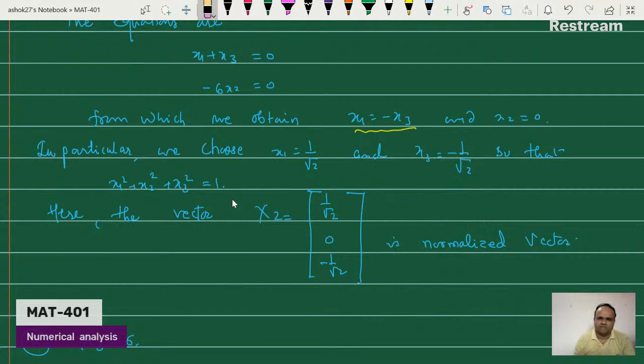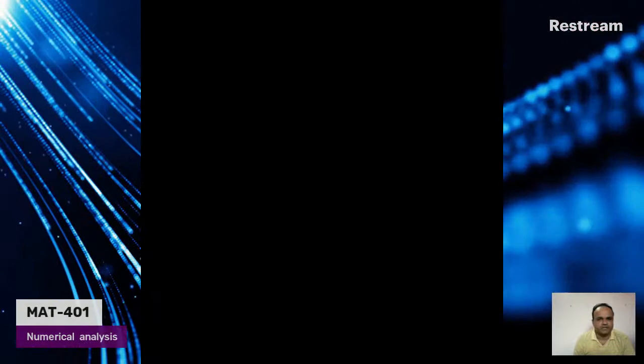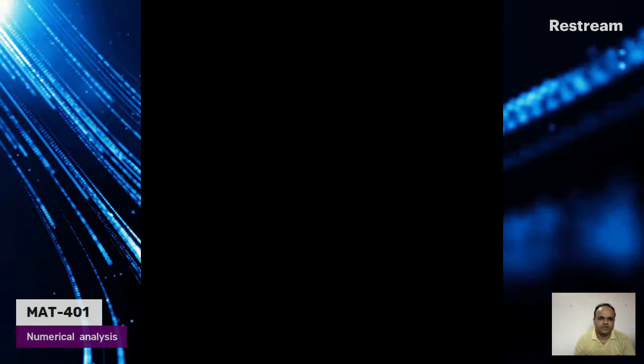You can take any particular value for x1. So naturally x3 will be minus of x1. So the corresponding eigenvector we will always write in this form.